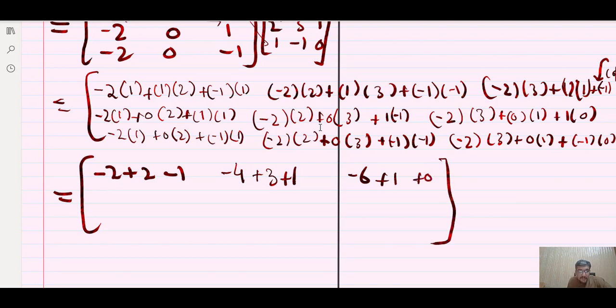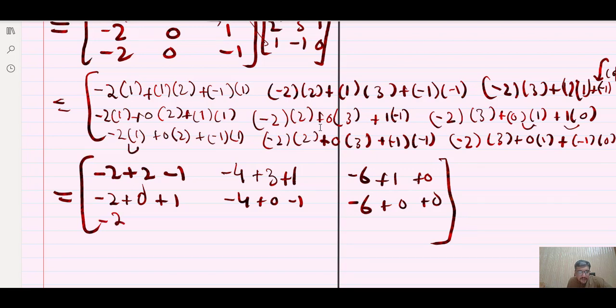So now solve this row: minus 2 plus 0, because 0 into 2 gives you 0, plus 1. Minus 4 plus 0 minus 1, and then minus 6 plus 0 plus 0. 0 into 1 and 0 into 1. Now solve the third row. Minus 2 into 1 gives you minus 2 plus 0 minus 1. Then multiply this: minus 4 plus 0 and plus 1, because this minus and this minus will become positive. Minus 6 plus 0 and plus 0.